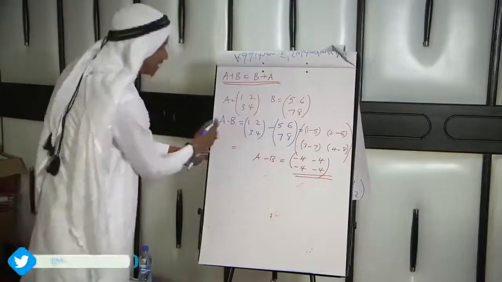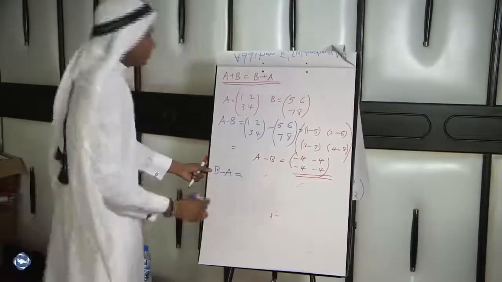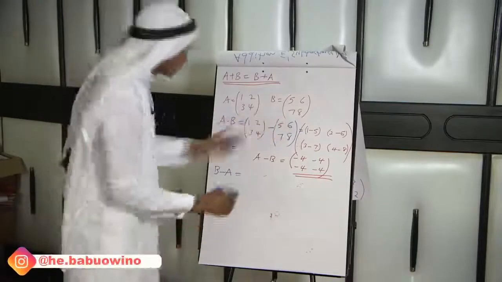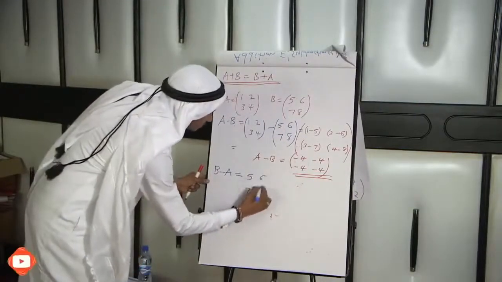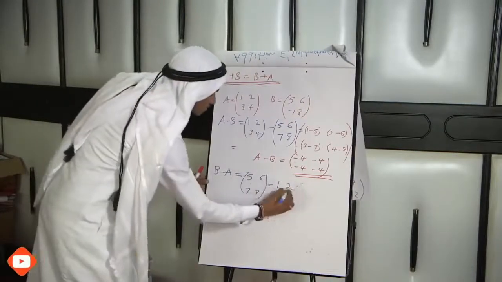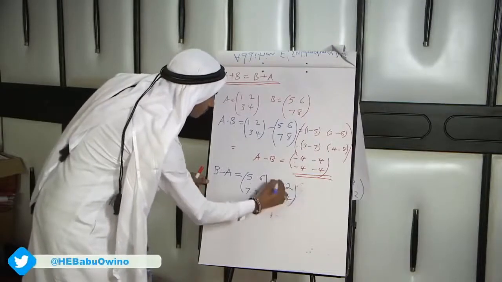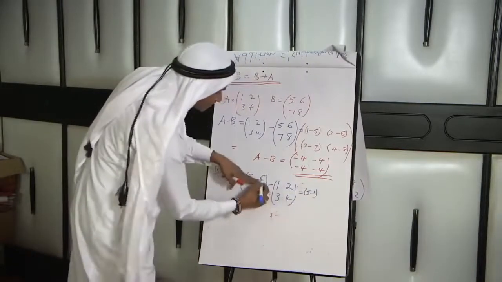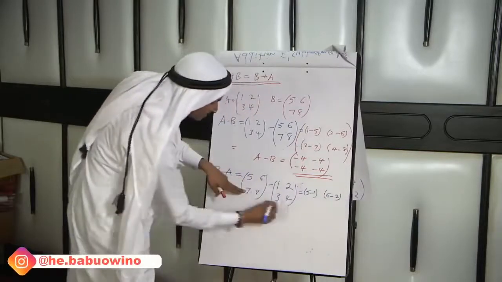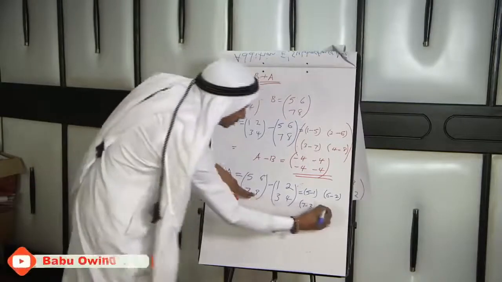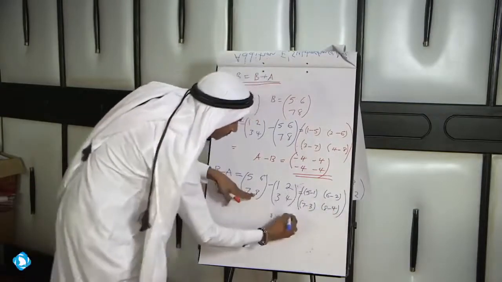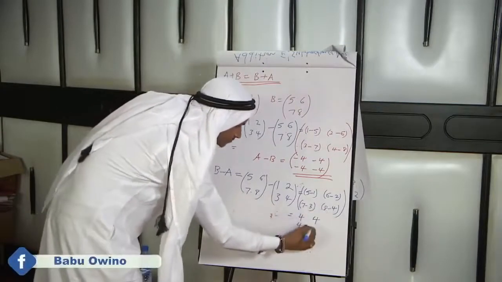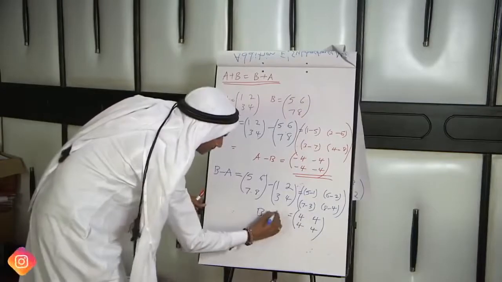What of B minus A? B minus A, now you start with B. If you are told A minus B, you start with A, then you subtract B. If you are told B minus A, you start with B, which is 5, 6, 7, 8, minus A, which is 1, 2, 3, 4. So in this case again, the first element minus the first element is 5 minus 1, then 6 minus 2, then 7 minus 3, and lastly 8 minus 4. So from here we get 5 minus 1 is 4, 6 minus 2 is 4, 7 minus 3 is 4, 8 minus 4 is 4. This is B minus A.